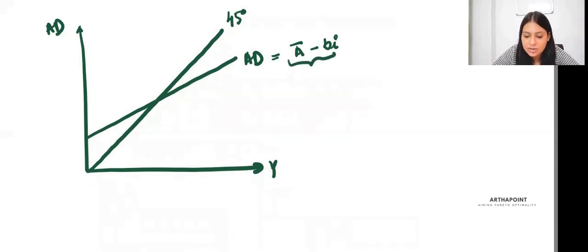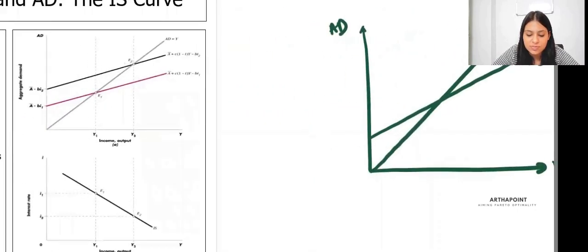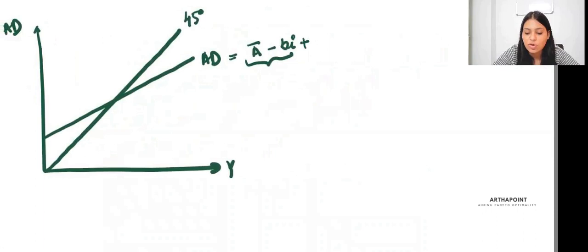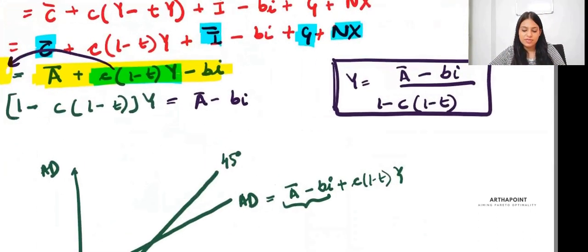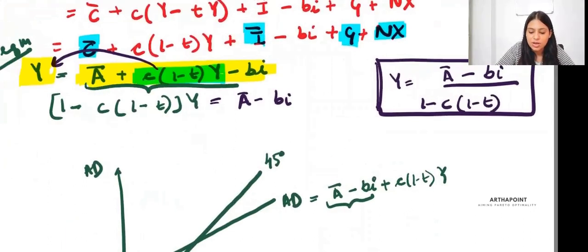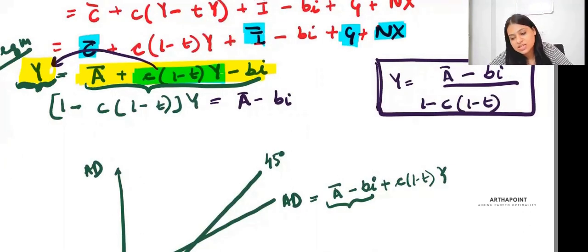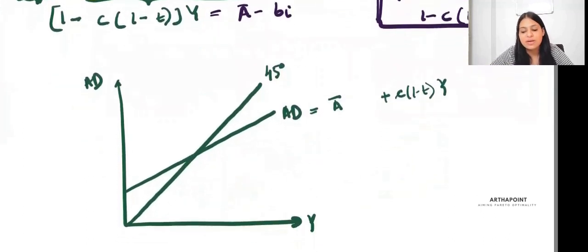If you notice here, plus C(1 minus T) into Y. This is what my equation of AD was, right? Just go above and check. This is my aggregate demand equation, which at equilibrium was equated to output. So aggregate demand was A bar minus BI plus C(1 minus T) into Y. If there was no interest rate, then my aggregate demand was this. When I was not having the interest rate till now, in the last chapter, whenever I solved, I was getting this. But it's just that now my aggregate demand equation is this.